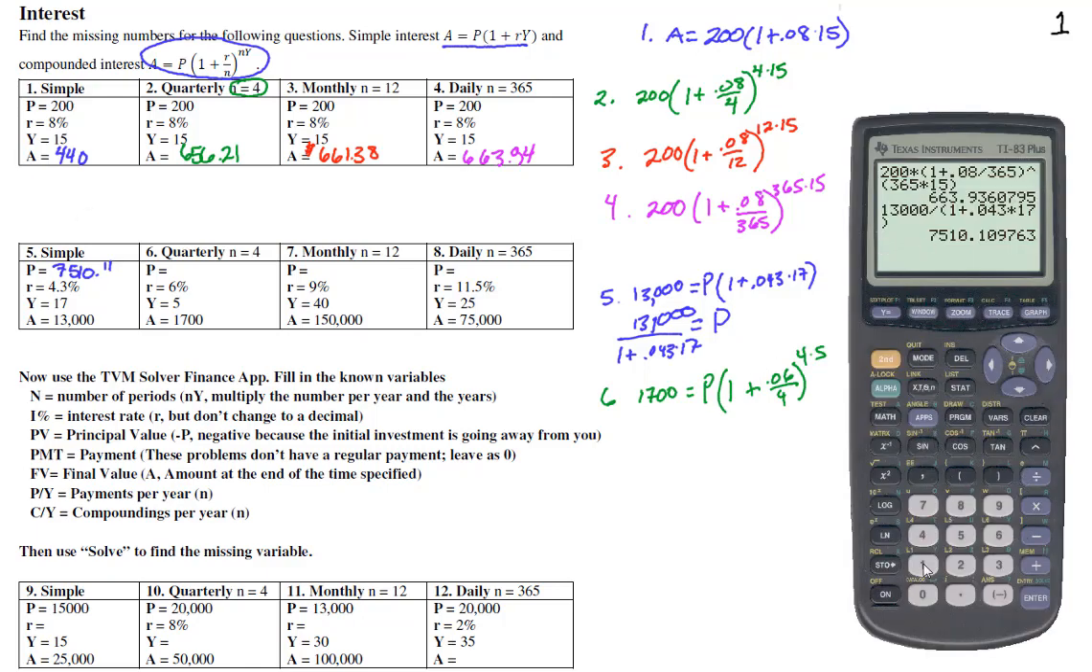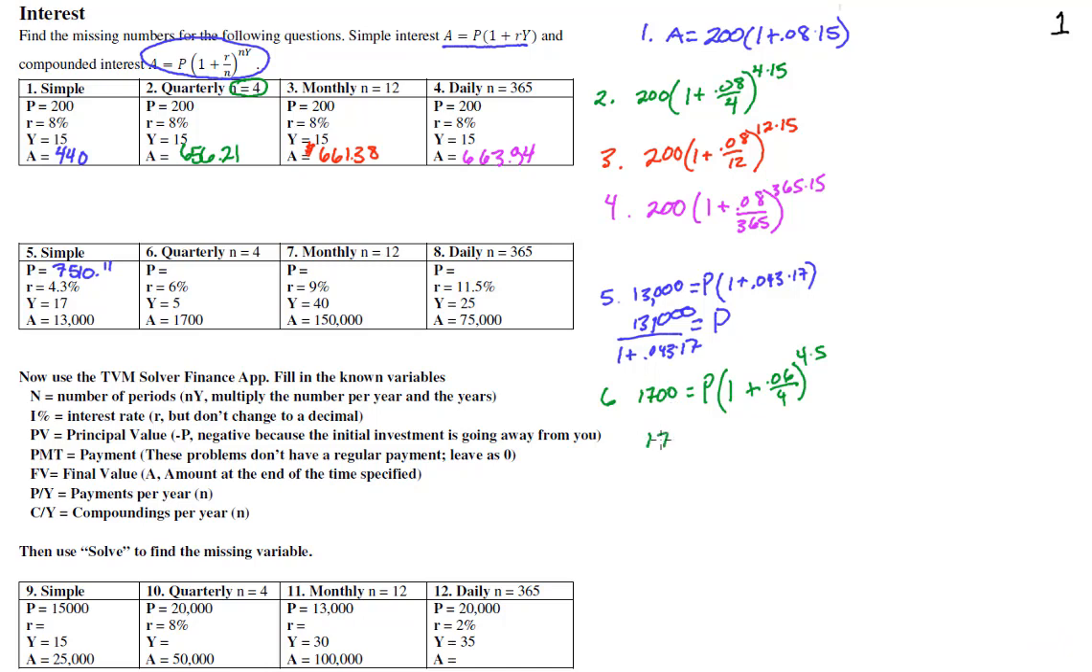Punch in 1 plus 0.06 divided by 4. And all that gets taken to the 20th power. Could have done 4 times 5. And we get 1.34. And now we need to take 1,700 divided by that. So I'm going to write that over here. 1,700 divided by that 1.34 is going to equal the P.